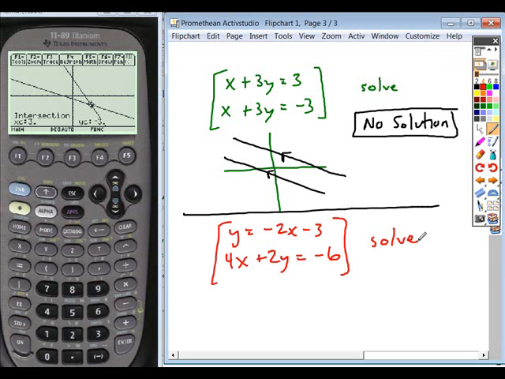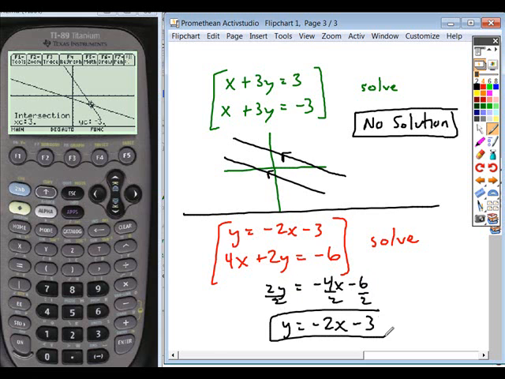What do you notice on this one? They're what? Not just parallel, but they're the exact same line, right? So when you work to solve this equation, I'll do it by hand just to model this. If you subtract 4x from both sides and then divide every term by 2, you get y is equal to negative 2x minus 3.